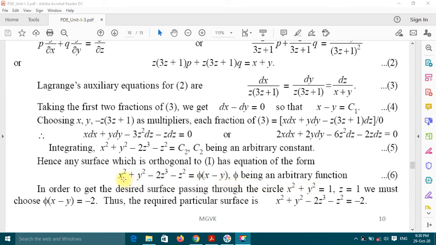It means if we substitute x² + y² = 1 and z = 1, we get 1 − 2 − 1, so φ(xy) = −2. Now we substitute the value of φ in equation number 6. We get x² + y² − 2z³ − z² = −2. So this is our required solution of the given orthogonal family of surfaces.